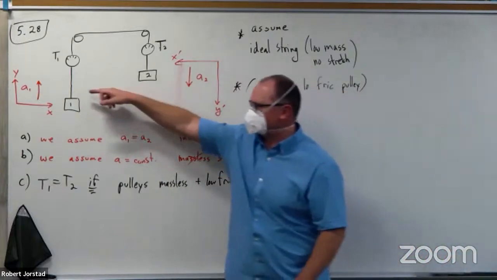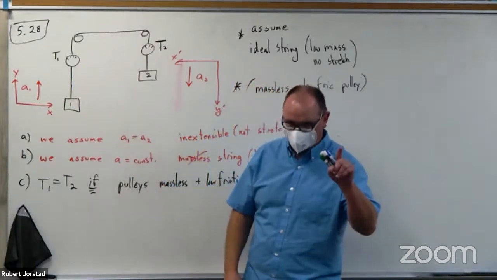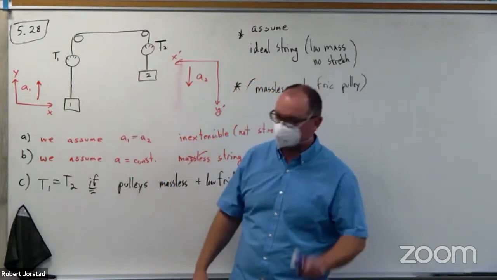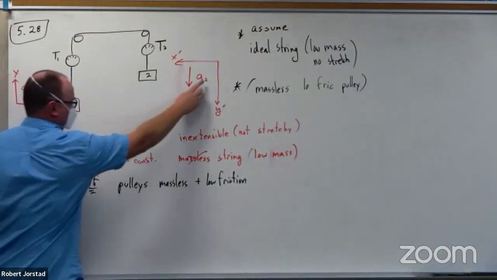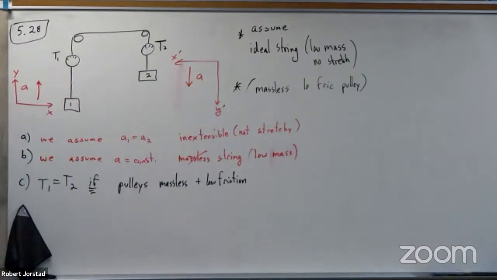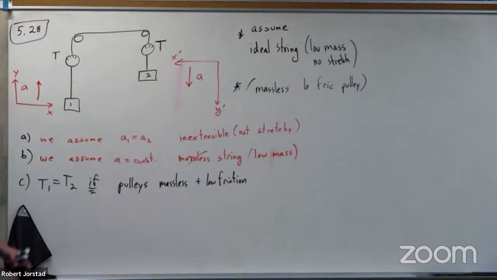So if we have a single string like this, same tension. Now what can we do out of all this? All these assumptions are for this simple fact: these have the same acceleration magnitude, and these have the same tension magnitude. We could show that when we run it again, and look at the two scales and see if they have the same tension. Now we could do our free body diagrams. You ready? Let's do it.